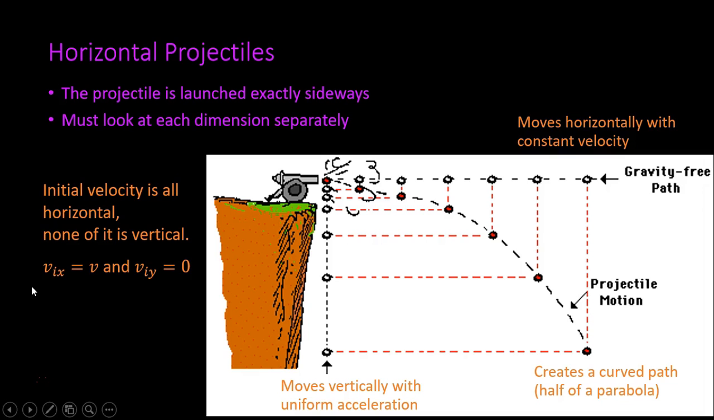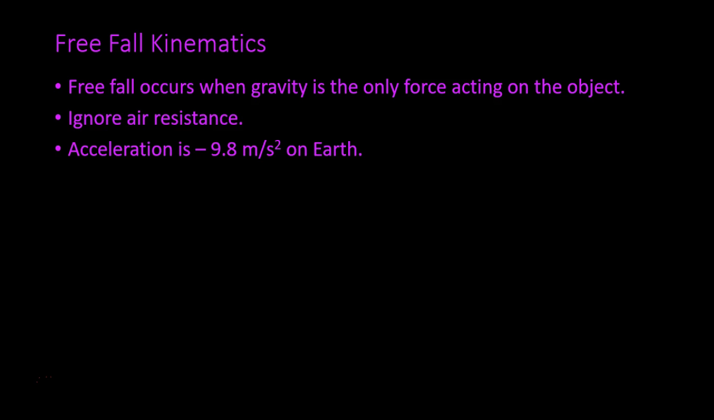Once it's launched, the projectile will gain speed in the vertical dimension because the acceleration in the vertical dimension is negative 9.8 meters per second squared. However, the acceleration in the horizontal dimension is 0 because we're ignoring air resistance. So these four quantities here, the initial velocities horizontally and vertically, as well as the accelerations horizontally and vertically, are important to remember. Let's take a look and review freefall kinematics.